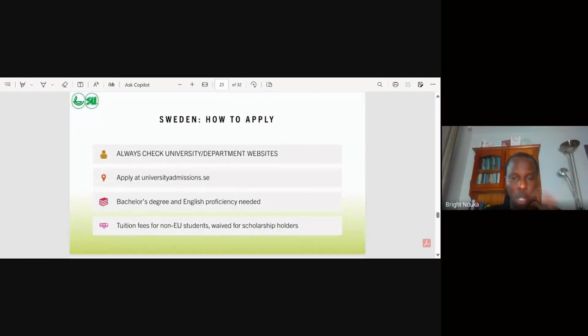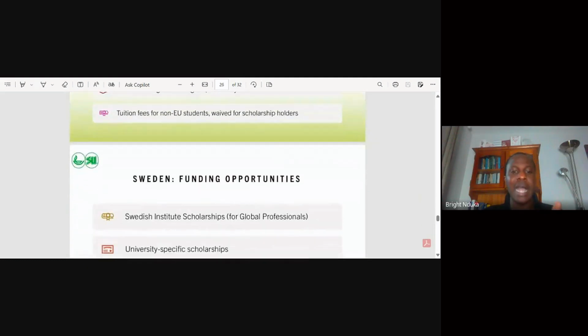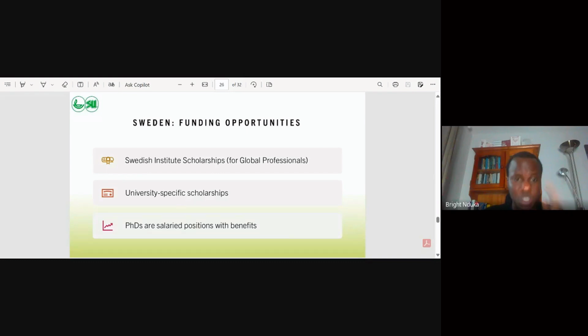In Sweden, also, how to apply to Swedish universities for these opportunities, and then the funding opportunities available. We have the Swedish Institute Scholarship for Global Professionals. You have university-specific scholarships, and PhDs are also salaried positions with benefits. It's making me think that I should try to relocate to Sweden or something, because here in the UK, it's not like that.